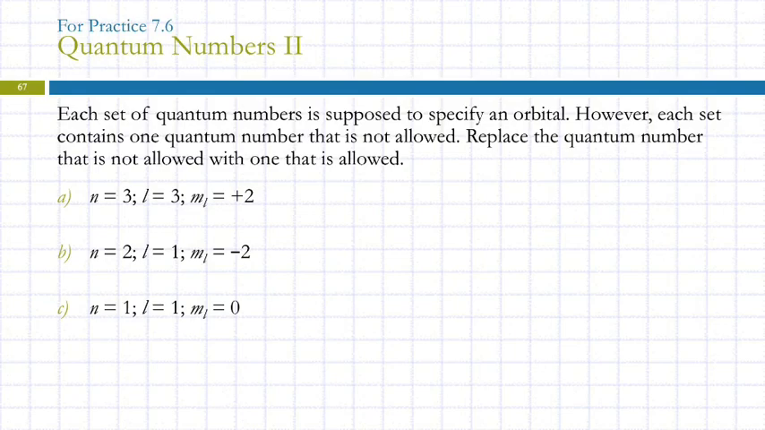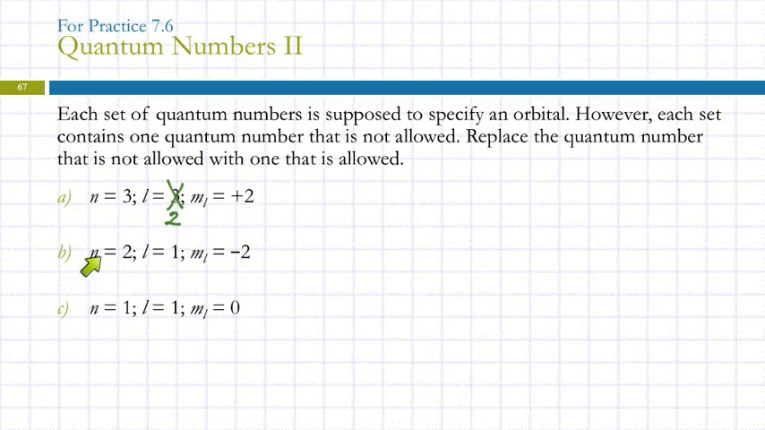Well, let's look at A first. So n equals 3. Is that possible? Sure. So based on that, n is equal to 3. Could L be equal to 3? Nope. L could be 0, 1, or 2, but it can't be 3. We got 0, 1, or 2 to choose from, but there's only one that's messed up. M sub L is plus 2, so that means that L has to be what? It has to be 2. Because if it was 1, then this one wouldn't be allowed. Or if L was 0, this wouldn't be allowed.